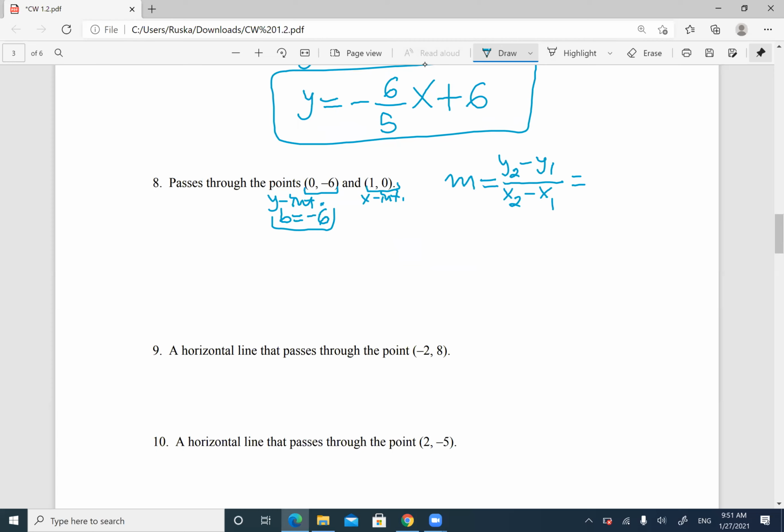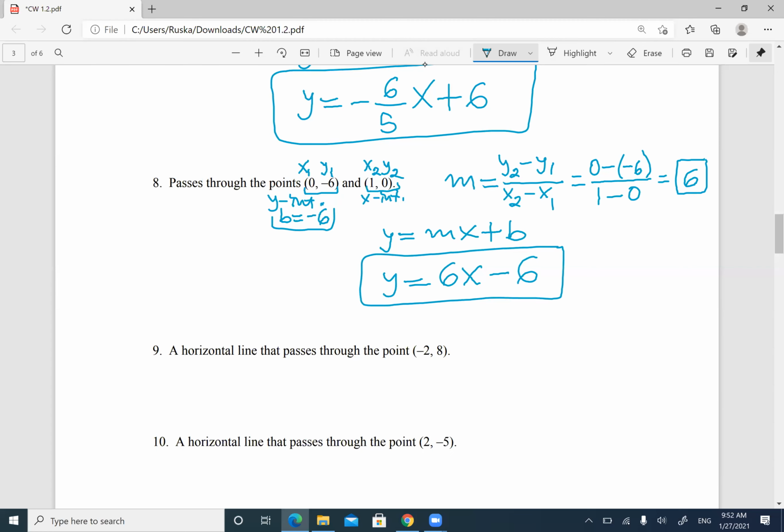So again, you have x1, y1, x2, y2, and plug it in. So we have y2 is 0 minus negative 6. x2 is 1 minus 0. So you're going to get positive 6 over 1. 6 over 1 is 6. So my slope is 6 and my b is negative 6. So I'm just going to write y equals mx plus b and plug it in. y equals 6x minus 6.